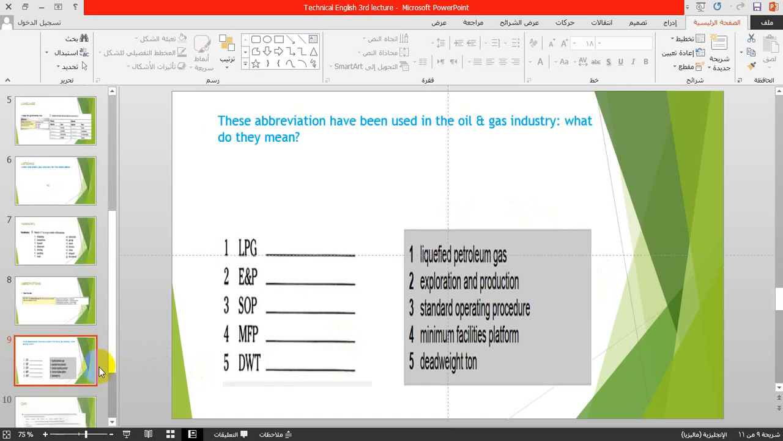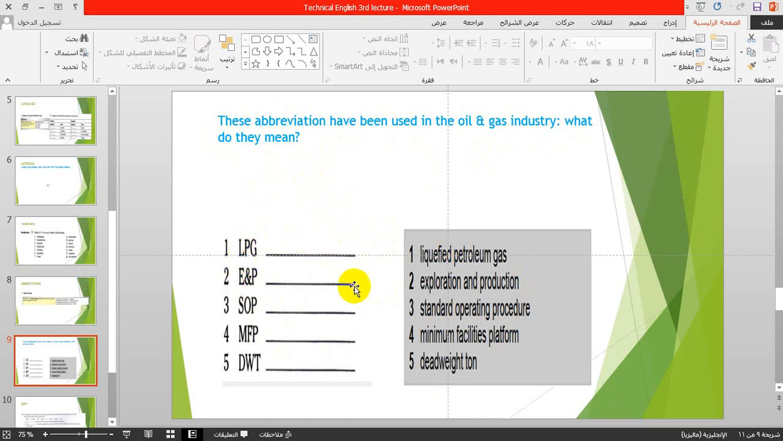And the last slide is like this. These abbreviations have been used in the oil and gas industry. What do they mean? Of course, I provided the answers here to help you. Okay, so you have to memorize this to help you in your career.